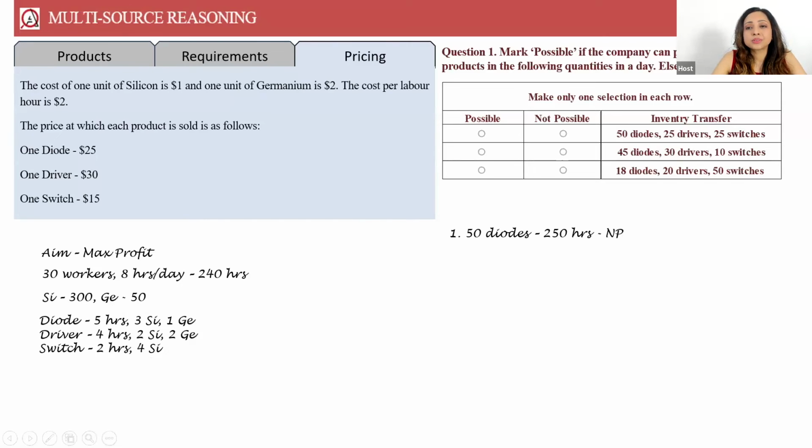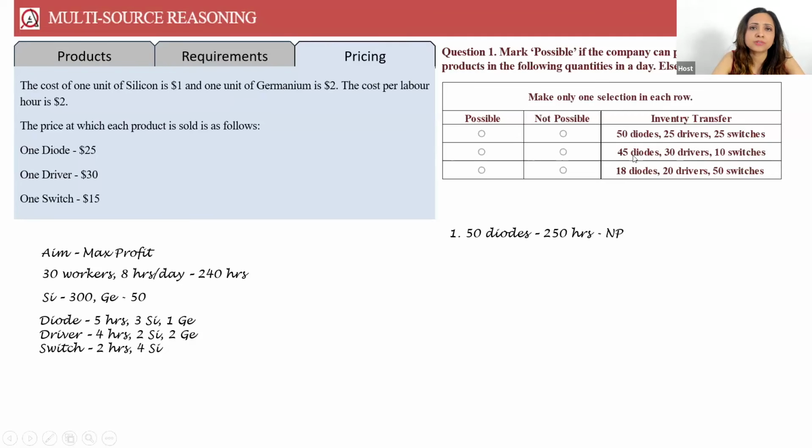But we do notice that we have less of germanium. We have only 50 units of germanium, right? Now, one driver needs 2 units of germanium. Can I make 30 drivers? Well, no, because then I would need 60 units of germanium, but I have only a total of 50. So in the second one, 30 drivers is not possible. Forget about making 45 diodes and 10 switches as well.